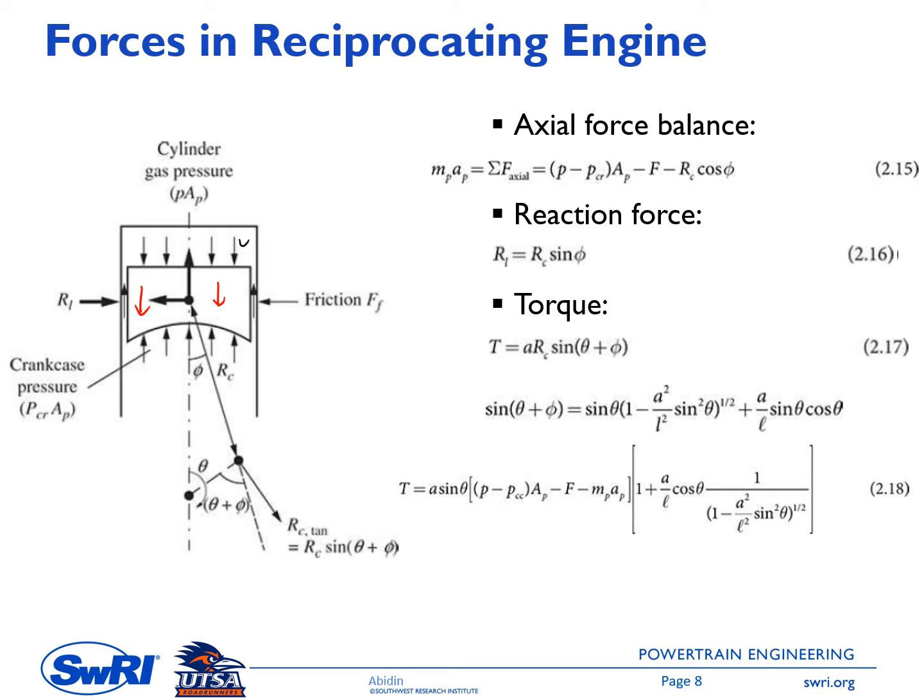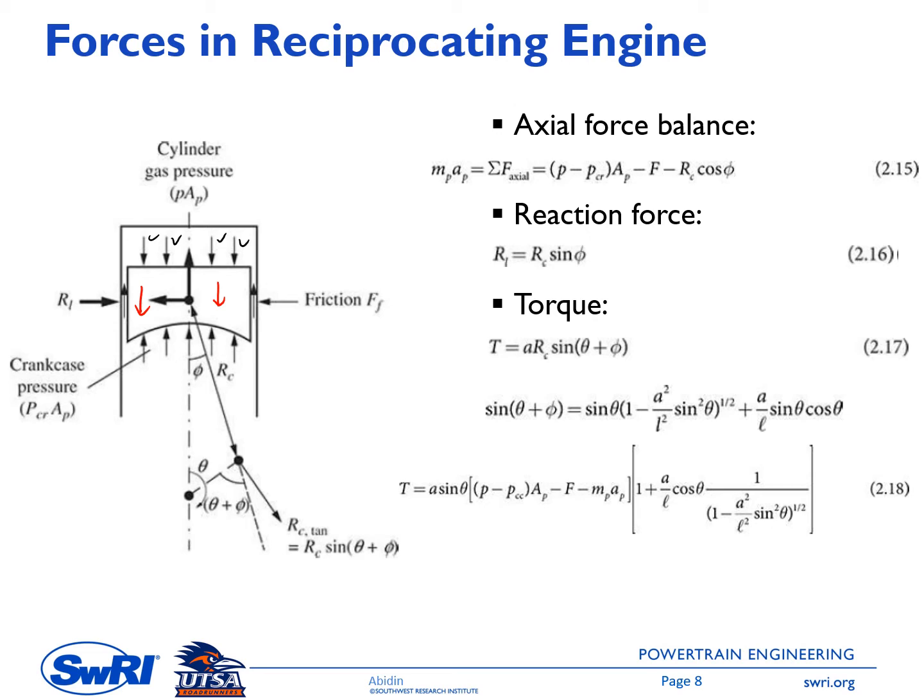It is represented by this sign. So this is the cylinder gas pressure. The force here is P, so this is gas pressure times AP. This is the piston area, the upper side piston area.